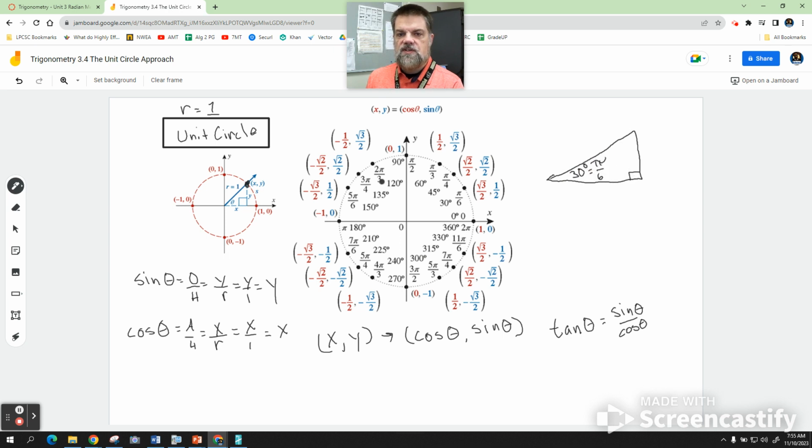Okay, so this is our 30-60 triangle. So if this is 30 degrees, then this is 60 degrees. But remember, don't write it that way. We'll try to leave it in radians. Remember that that is pi over 3. And so the ratio, this is how I always remember it: 1 to square root of 3. Always.